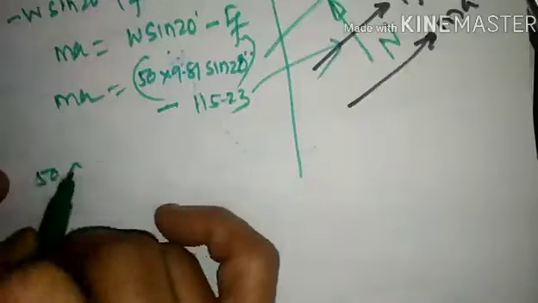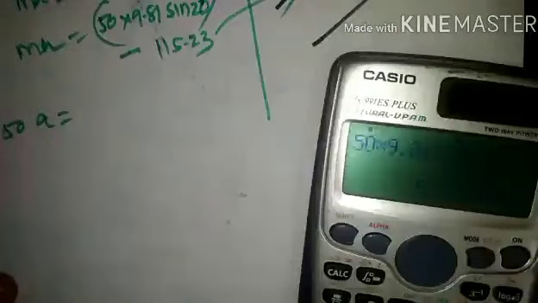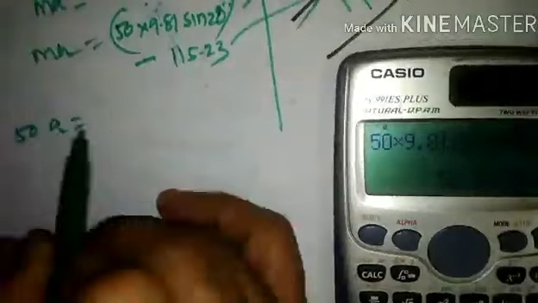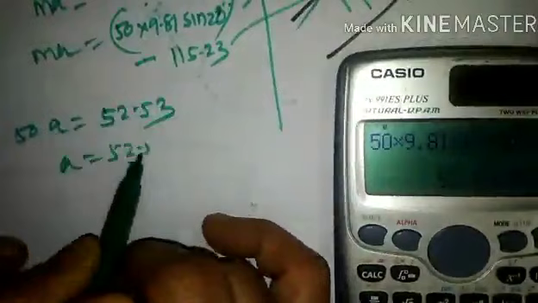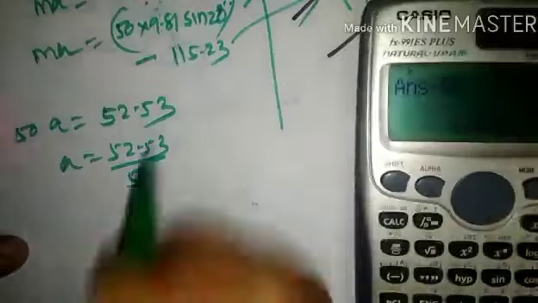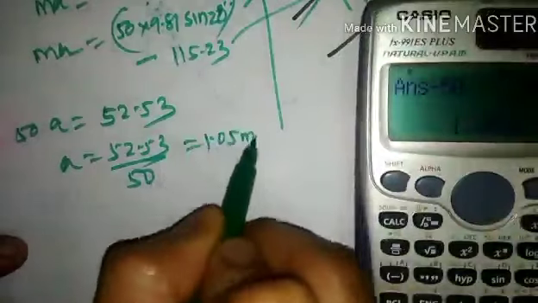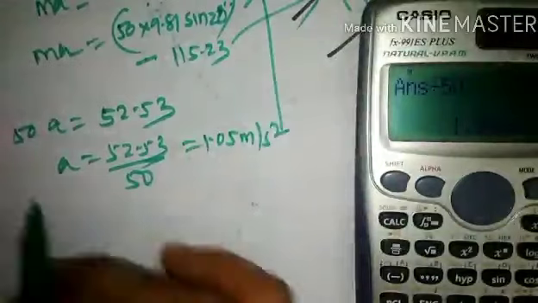So reframing this equation, 50A is equal to 50 into 9.81 sine of 20 minus 115.23, whose value shall come out to 52.53. And the A value shall be 52.53 divided by 50, which gives the value 1.05 meter per second square. This is the value of acceleration, that is A.